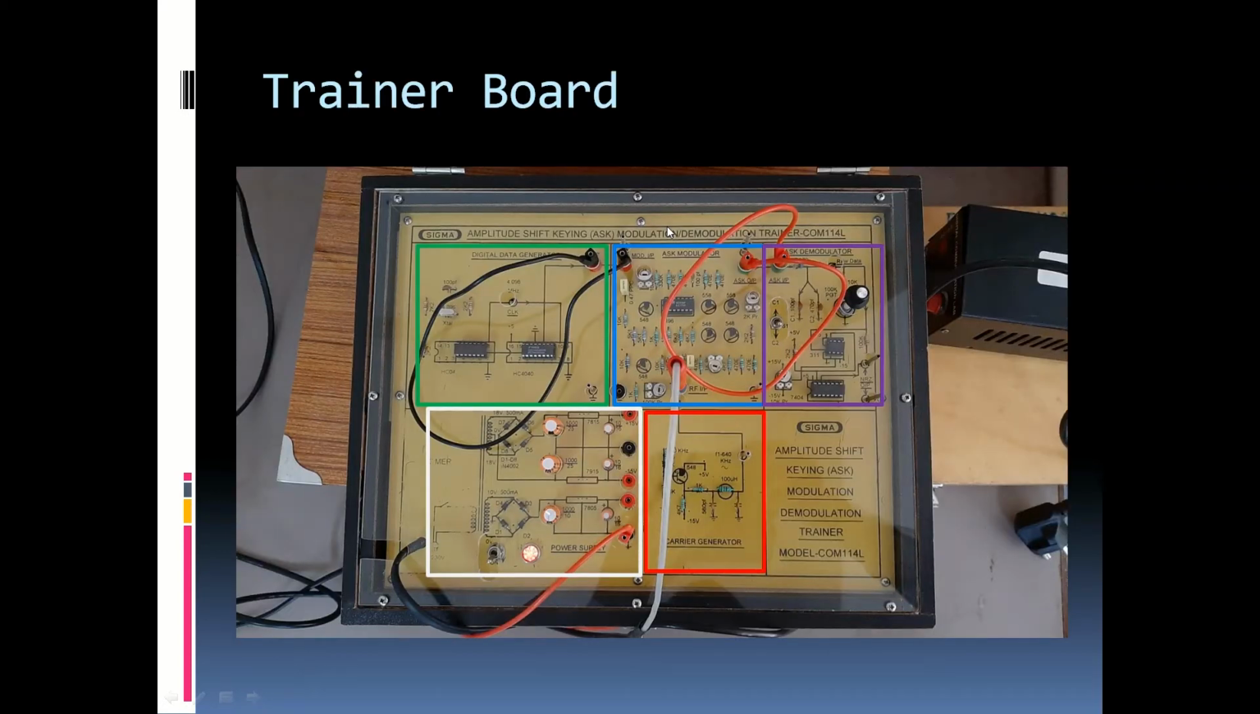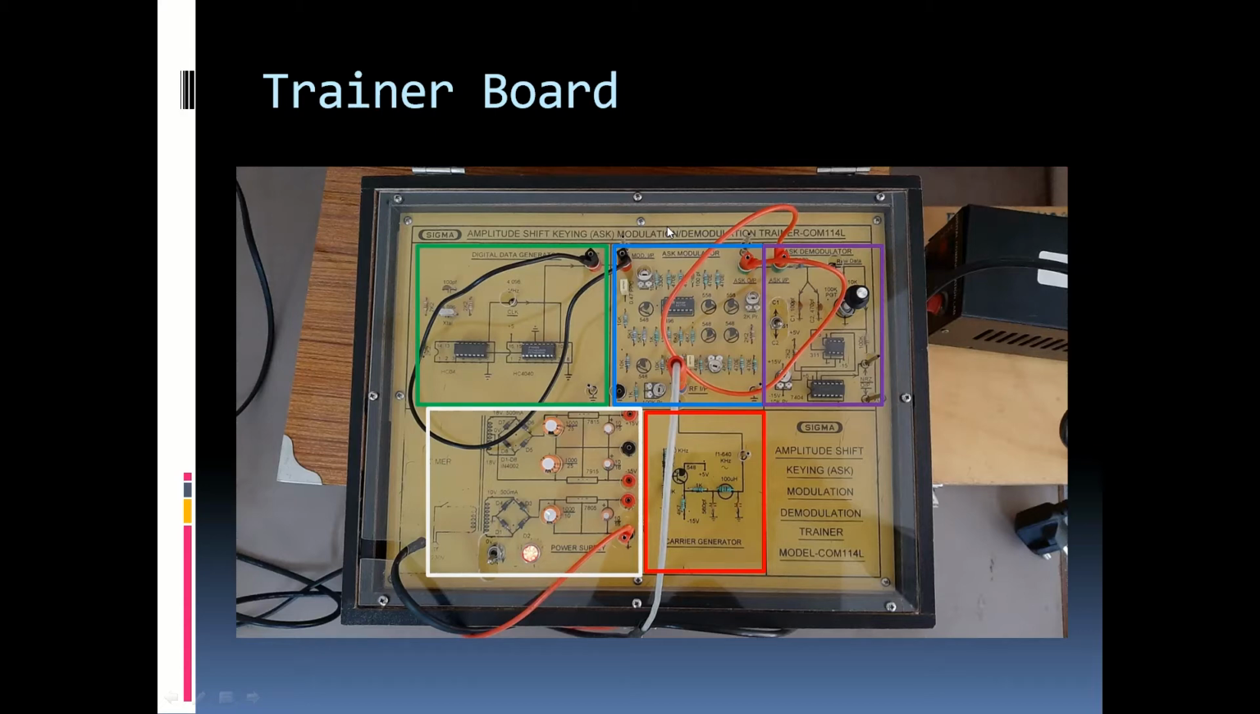Welcome again to the experimental demonstration of amplitude shift keying modulation and demodulation. The trainer kit that we are using for this is seen in this slide: the amplitude shift keying modulation and demodulation trainer COM114L by Sigma. The trainer board, as you can see, has 5 functional blocks.